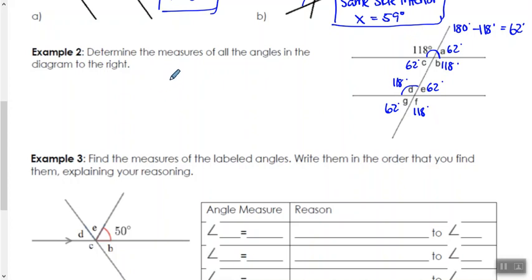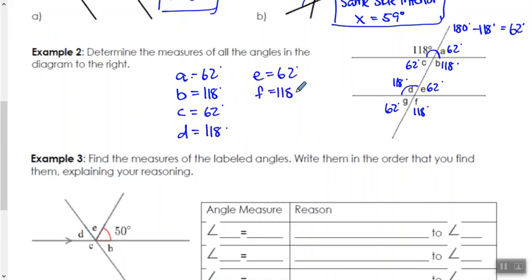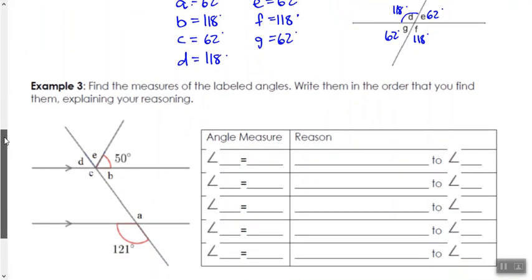So here are all our angles. A is 62 degrees. B is 118 degrees. C is 62 degrees. D is 118 degrees. E is 62 degrees. F is 118 degrees. And G is 62 degrees. So you'll notice that when you have parallel lines, you'll have two answers repeated over and over.